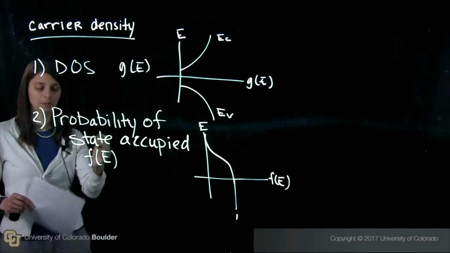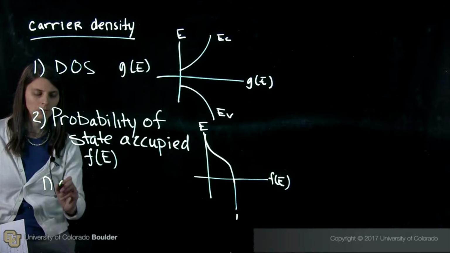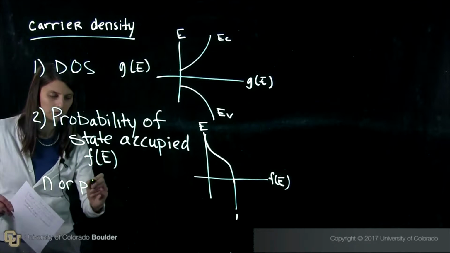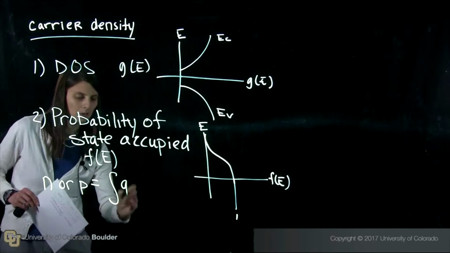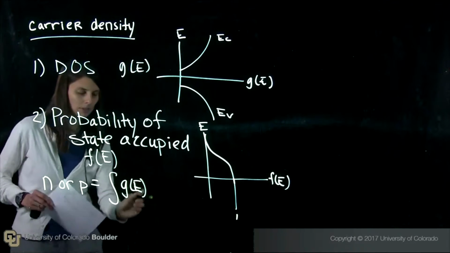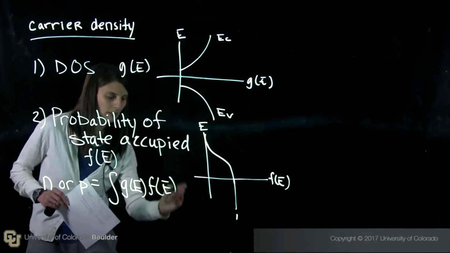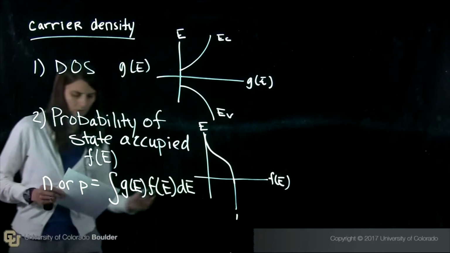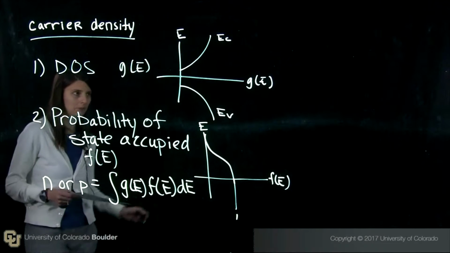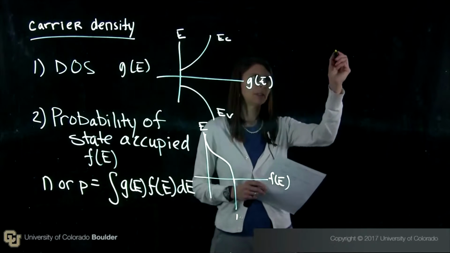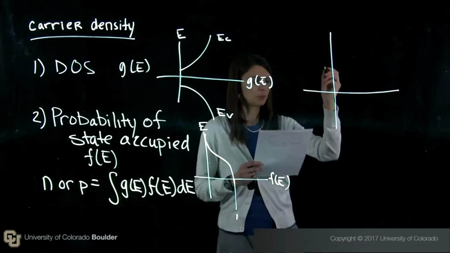But if you want to get to the number of carriers, which if you're like me is what you're after, then n or p, so the number of electrons or the number of holes, which are the number of carriers, this is simply equal to an integral of G of E, so that's the number of states that are available at a given energy, times f of E dE. So essentially what I'm telling you is that we actually need to multiply these two functions together and then integrate them. And so if I sketch for you what this would look like, it will look something like this.